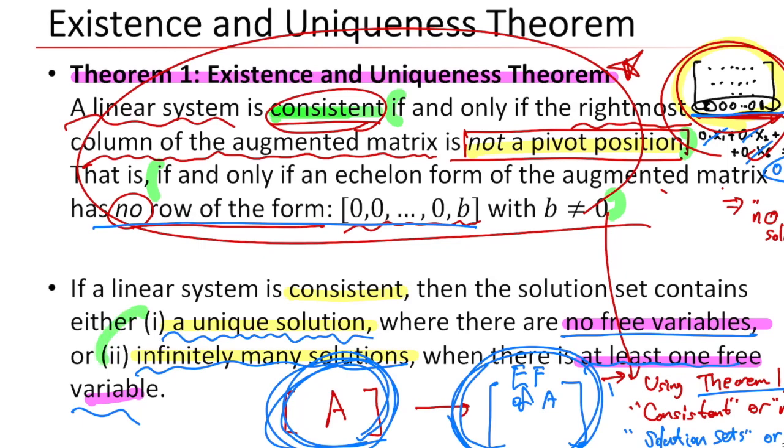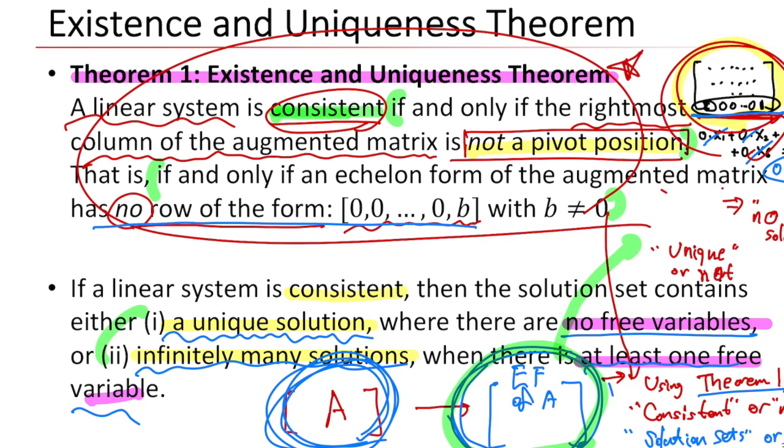So there are two cases, and it means that from this echelon form of the matrix we can determine whether this solution is unique or not. Okay.